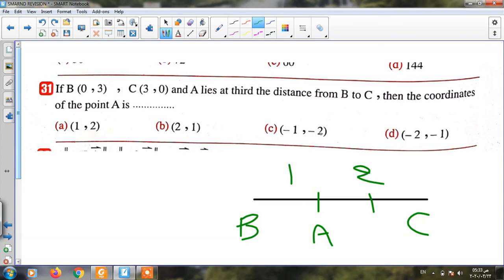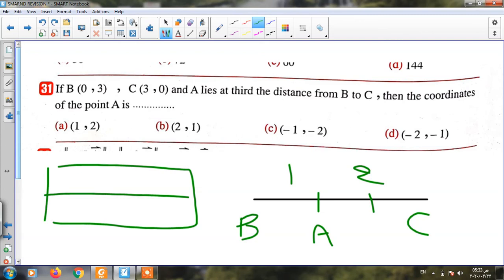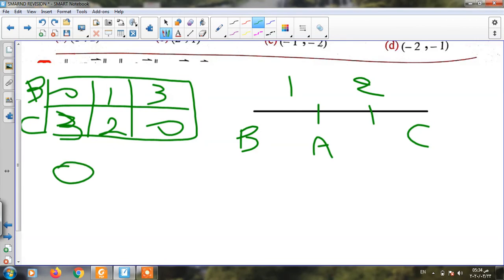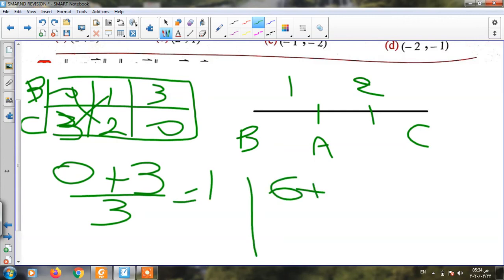So we have a table just like that. This will be B and this will be C. B is going to be 0 and 3, and C will be 3 and 0, and the division from B is 1 to 2. I think we can find A so easily. It's going to be 0 plus 3 over 3, which is 1. And here 6 plus 0 over 3, which is 2. So your choice is 1 and 2 as A. It's choice number A.